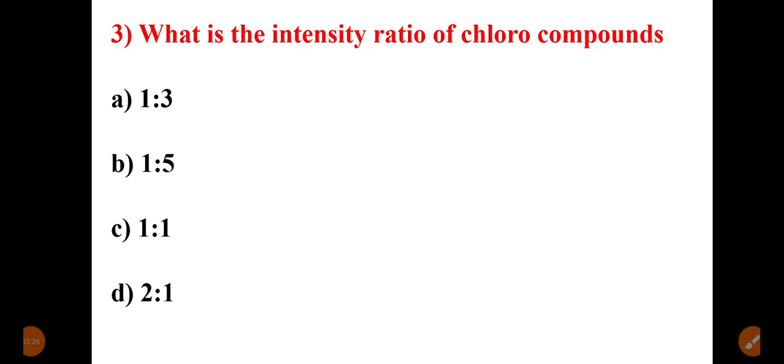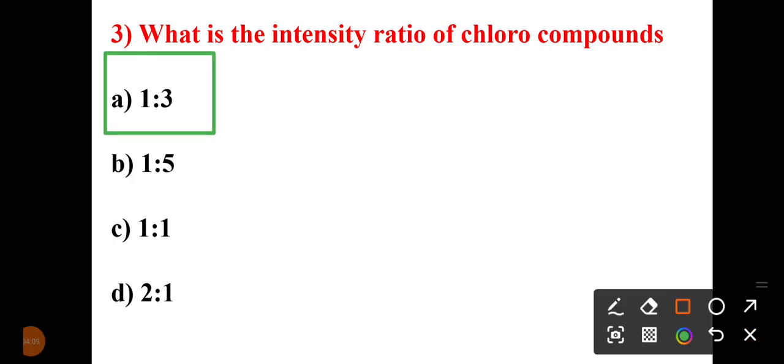Okay, the next question: what is the intensity ratio of chloro compounds in mass spectrometry? We know the halogens like chlorine and bromine have isotopes, and due to their isotopes they show different intensities in their mass spectra. Here they are asking about chloro compounds. So what is the intensity ratio for the chloro compounds?